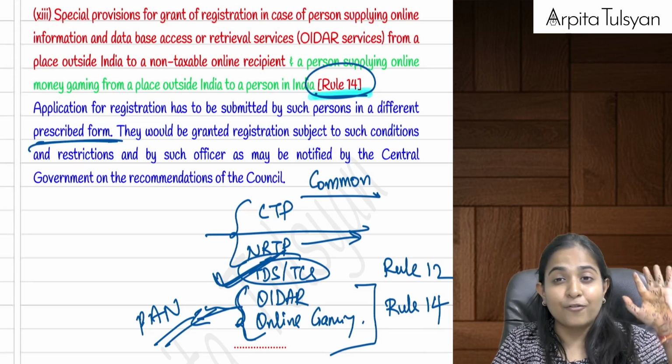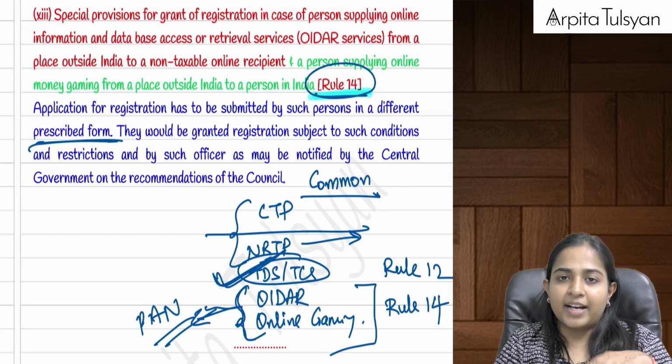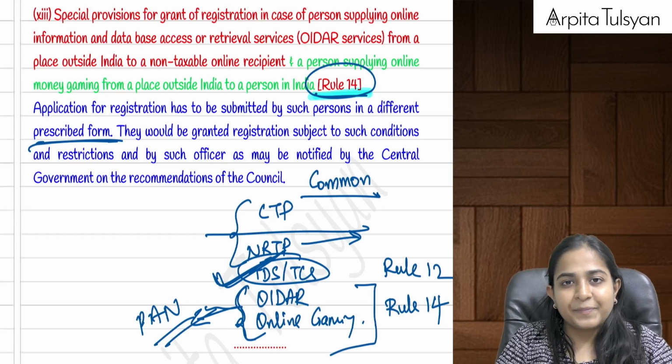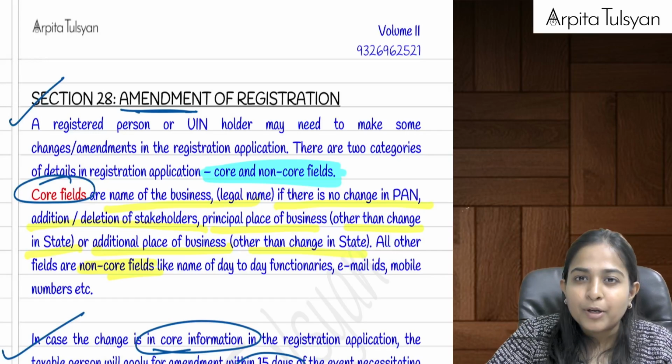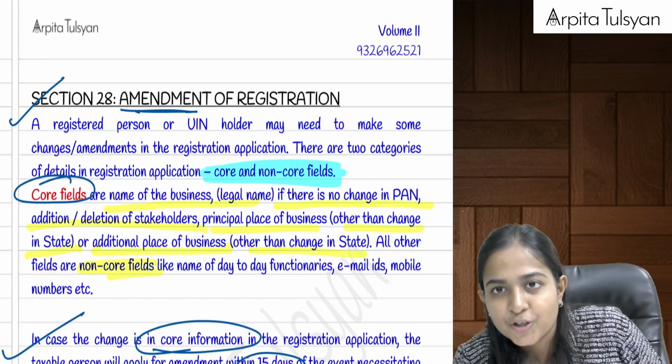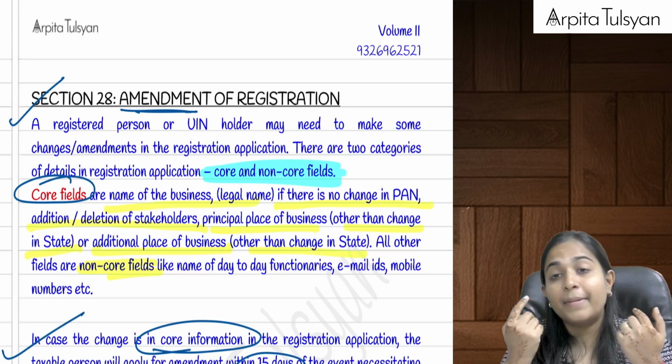We had actually started from section number 22, person liable for registration, and then the procedure we started from section number 25. I hope you are clear till here. Yes. Let's start with the revision of the next sections, that is section number 28, 29, 30, the last three sections of the chapter. Section number 28 talks about amendment of registration.